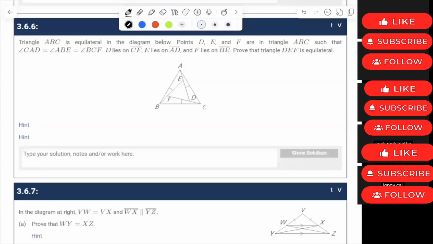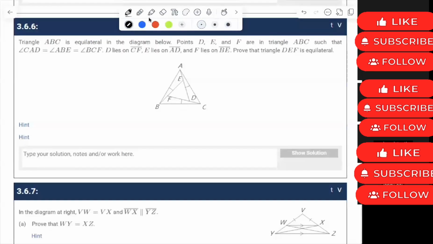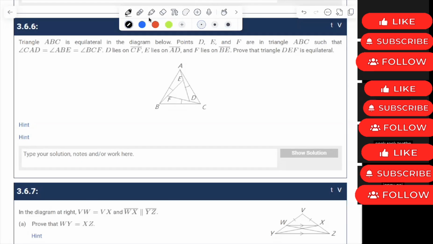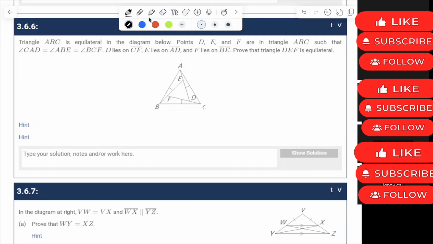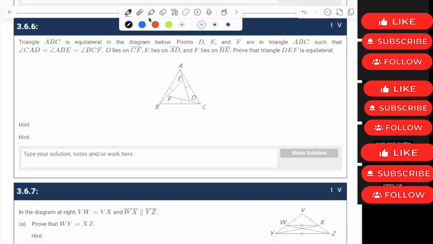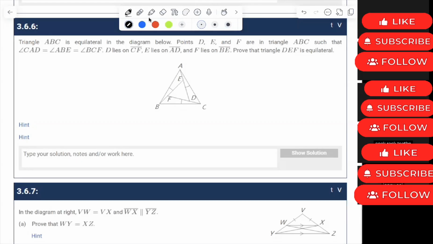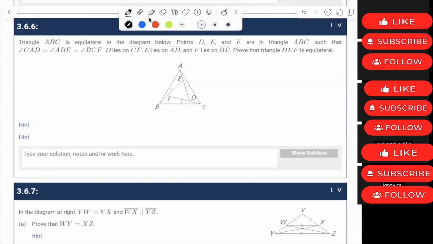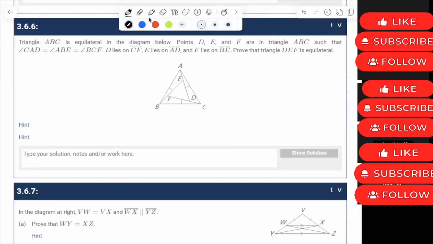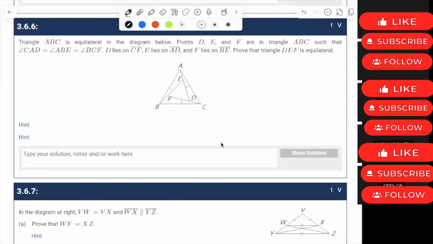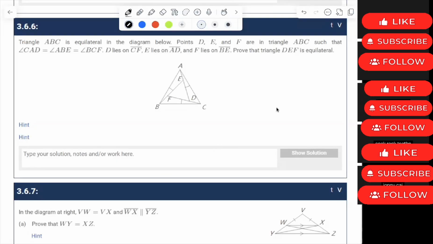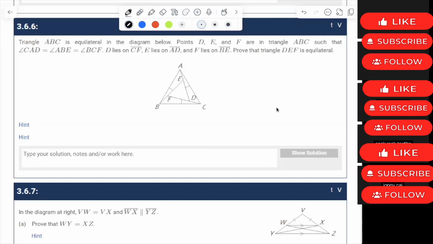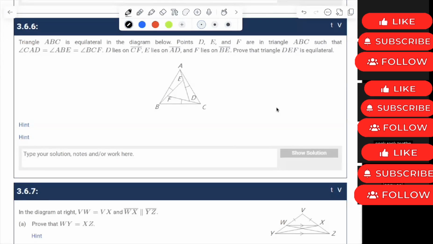Well, let's get started with this question. So, we know that DEF is equilateral, right? So we know that CAD is equal to ABE is equal to BCF. We don't have the size that much, so we don't need to assume the size, or we can use sides for the similarity proofs. But we're not going to use sides that much, we're going to focus on the angles, right?